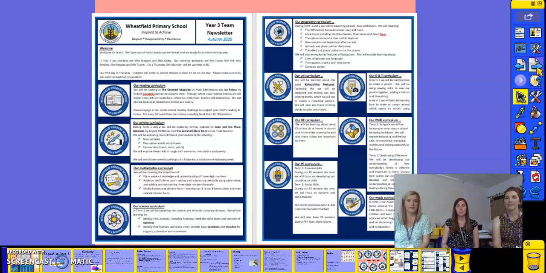This is our Year 3 autumn newsletter, and this will be published soon, so you'll be able to find this on our webpage as well. And this again gives you further information about what we are covering for each of our units, for our maths, our English, our reading, and the wider curriculum subjects as well. So keep an eye out for this because it gives you lots more information about what we're covering in this autumn term.